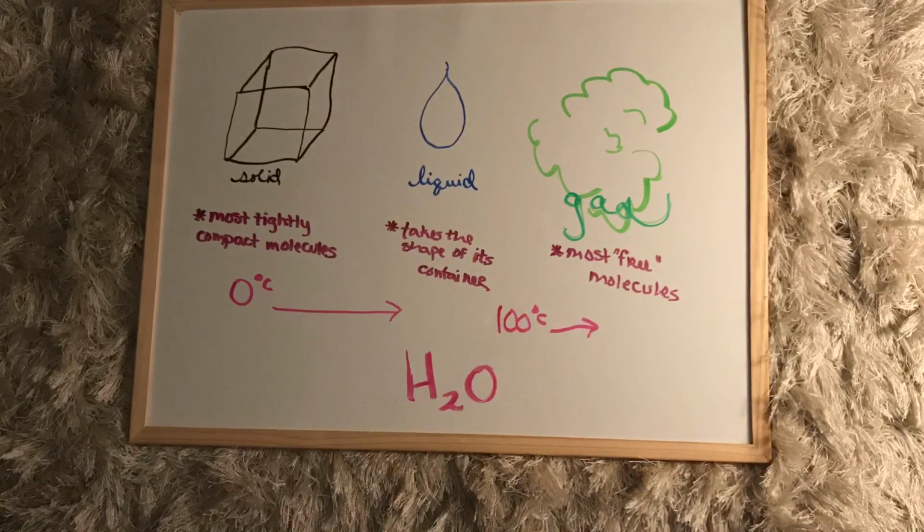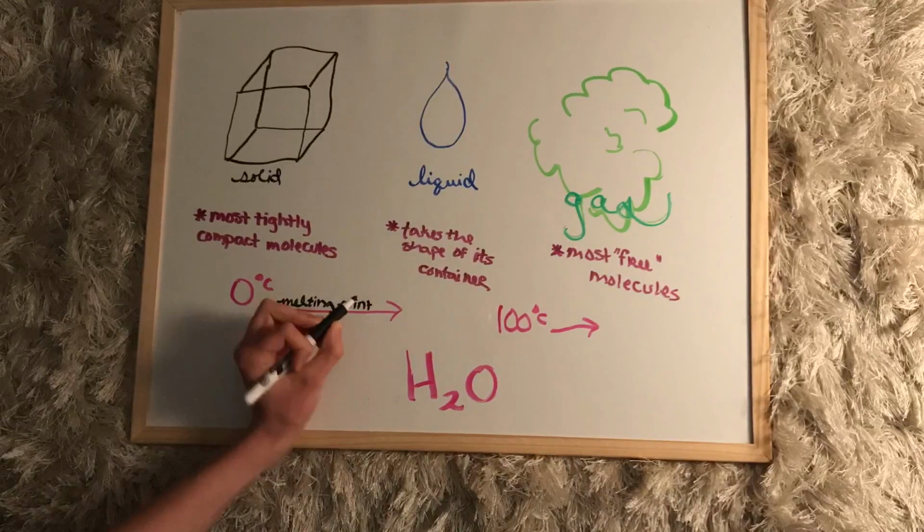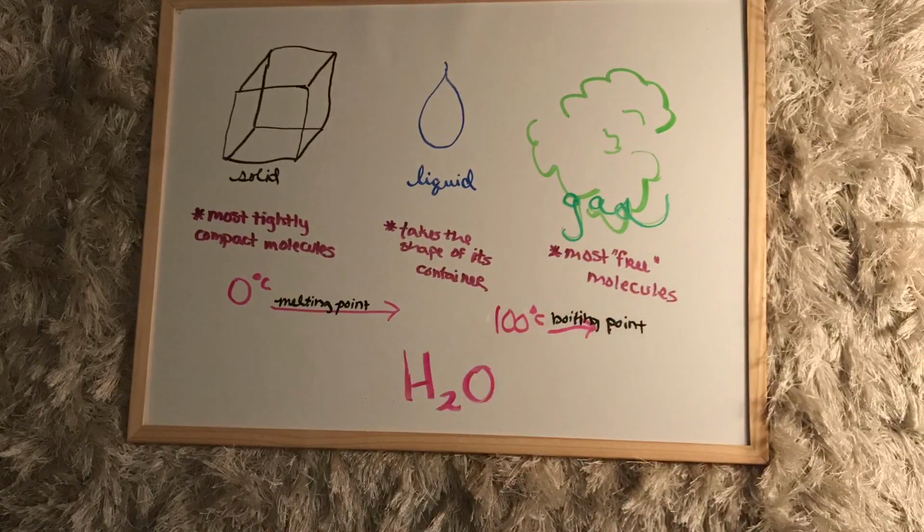So let's take water for instance. It's kind of common knowledge that when water is below 0 degrees Celsius, it's solid. But if we add heat to it, it will start to melt at 0 degrees Celsius, the melting point. And if you keep adding heat to it, it will boil at the boiling point, which is 100 degrees Celsius.